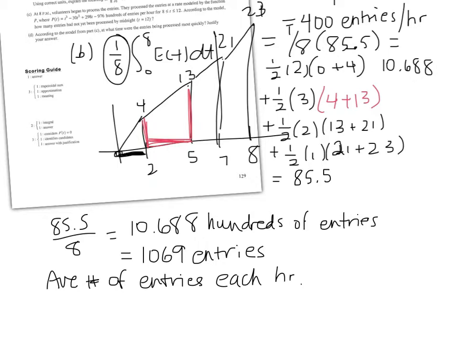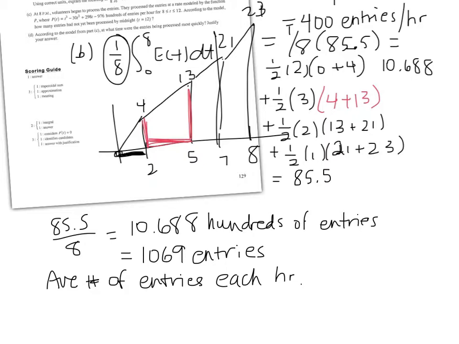Okay. Exciting. So then part C, it says, at 8 p.m., volunteers began to process the entries. They processed the entries at a rate modeled by the function p, where p of t equals t cubed minus 30t squared plus 298t minus 976, hundreds of entries per hour between 8 and 12. Okay, so they don't start processing the entries until 8 p.m., so after they get the very last one, and they start processing them. Okay, so according to the model, how many entries had not yet been processed by midnight?